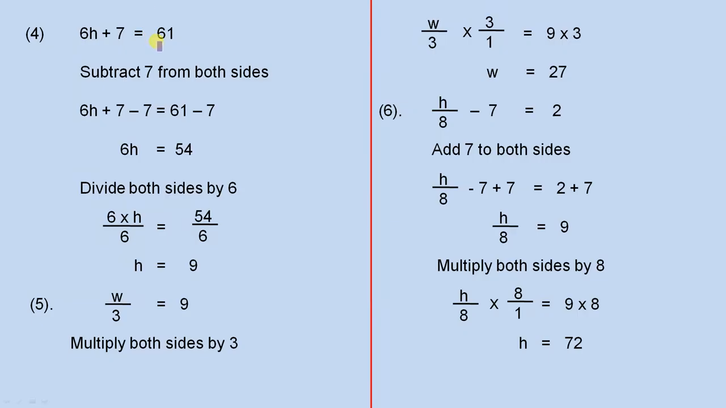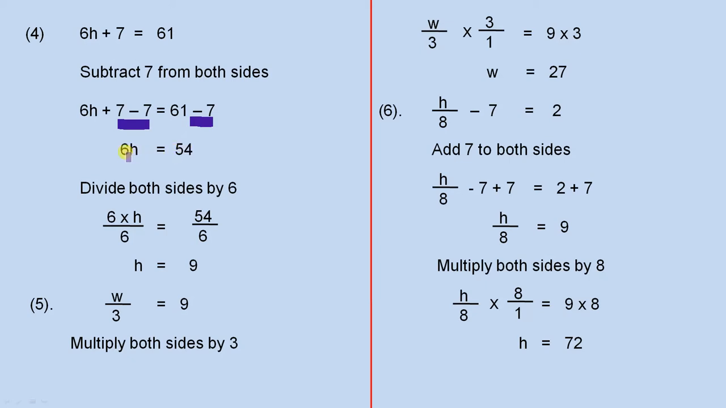6h plus 7 equals 61. That's a plus sign, so subtract 7 from both sides, which we've done here and there. See, we've subtracted the 7. The left-hand side simplifies to 6h. The right-hand side simplifies to 54.